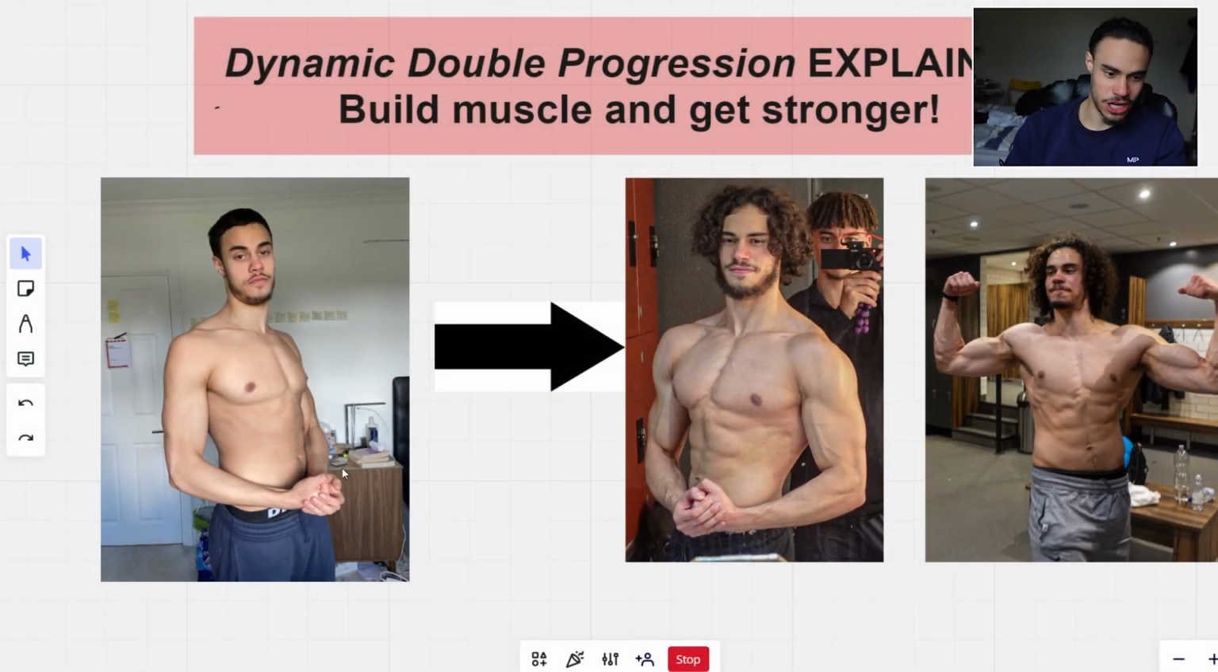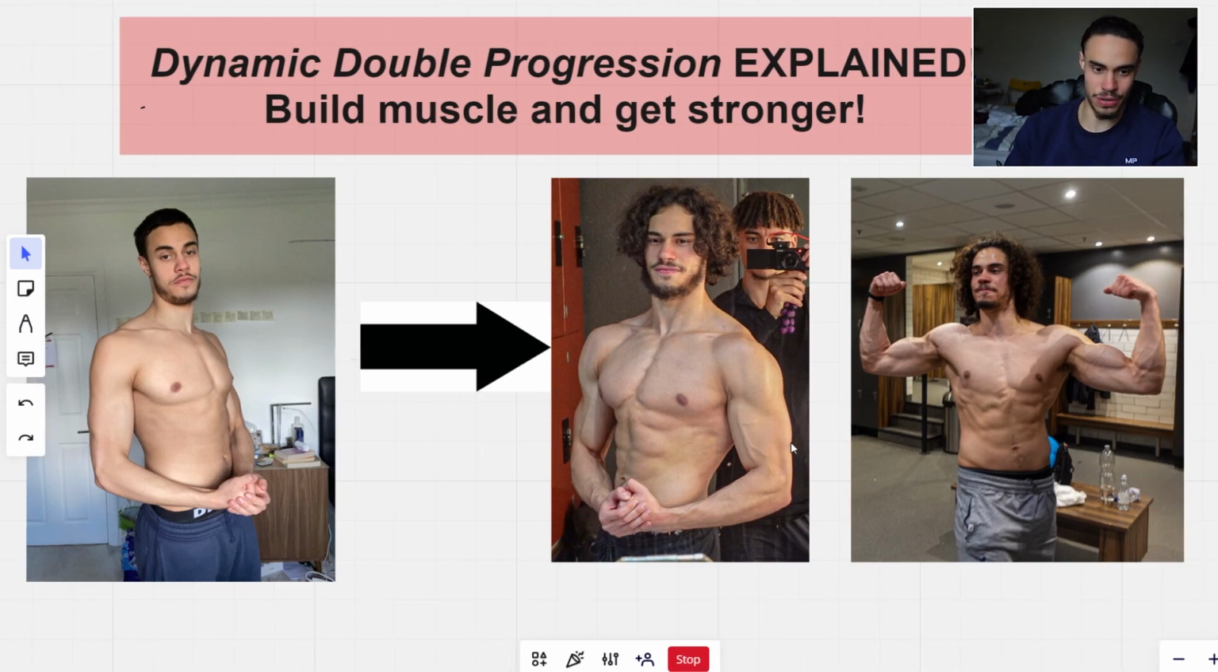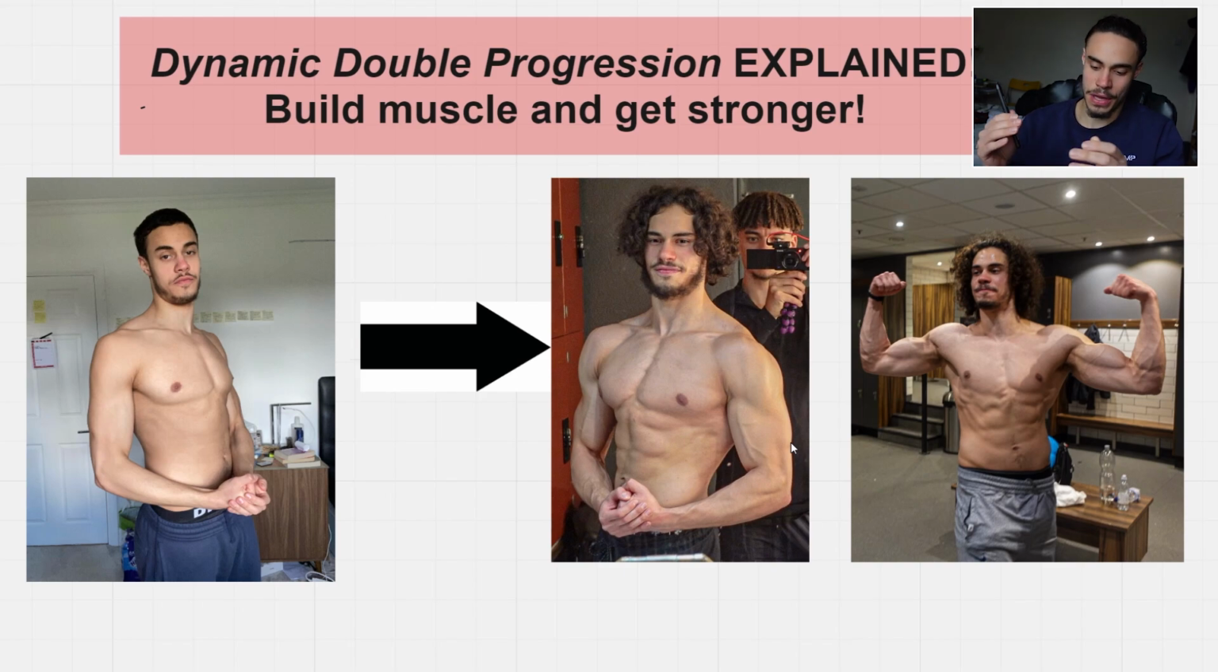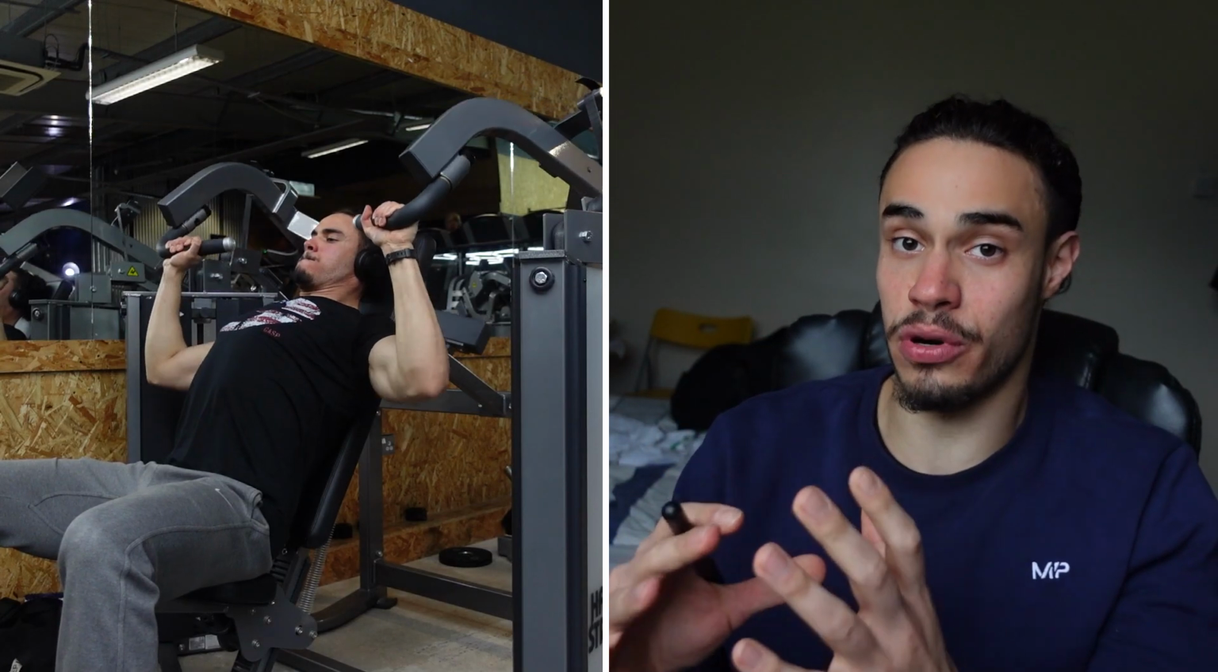What's good, people? Today I'm going to teach you the progressive overload model that took me from this shrimp looking guy to looking semi-decent. So the progression model is called dynamic double progression. And this is the progressive overload model that works by itself, meaning that all the questions you have about progressive overload get answered once you know how this progression model works.